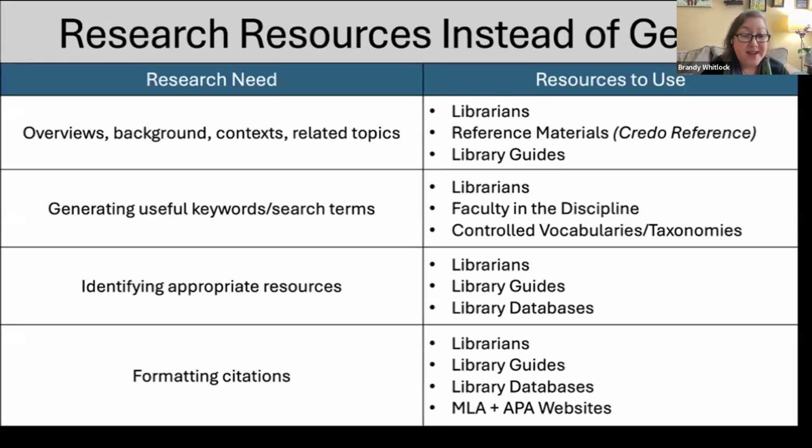And so for formatting citations, it's getting better at formatting citations, but it's still not that great. And so librarians, of course, are going to help you out a lot with that, and too, with identifying appropriate resources, we're going to be your best bet. But then we also have our guides, our databases, and then also specific websites for style guides like MLA and APA. They have great websites that provide great information. And why would I use a generative AI to help me with that when I could go right to the website if I just knew that it was the right thing to do?